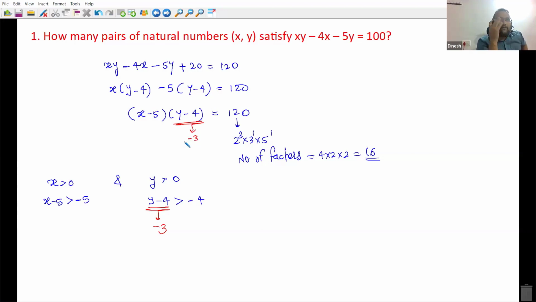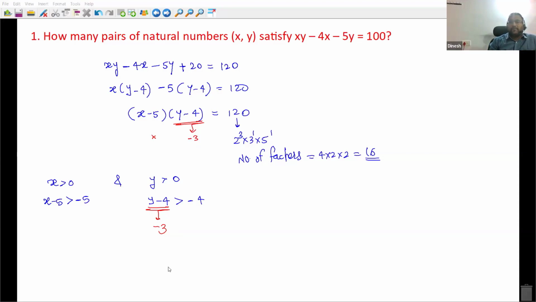You need to take care of x as well. In that case, x minus 5 becomes minus 40. Can x minus 5 take minus 40? No. If you do some trial and error, you will come to know that the value of y minus 4 cannot be a negative number. Is this clear?